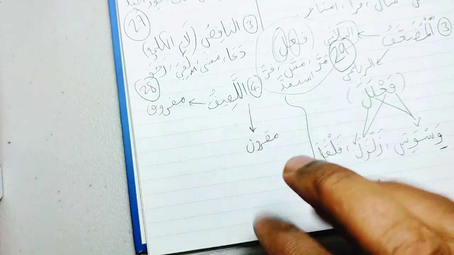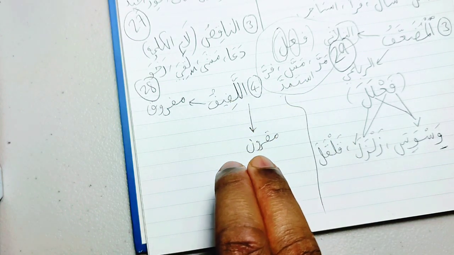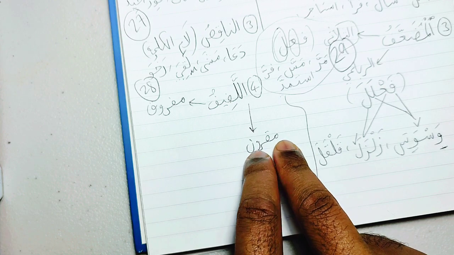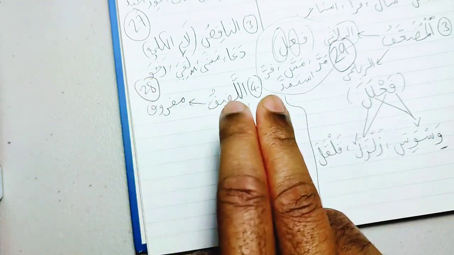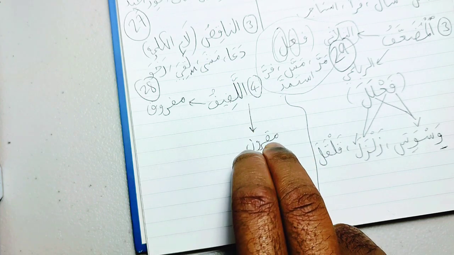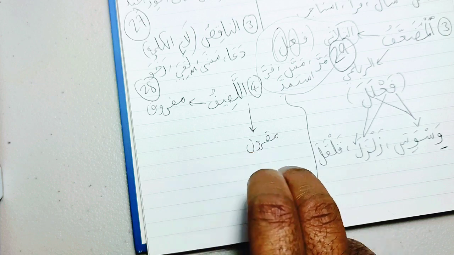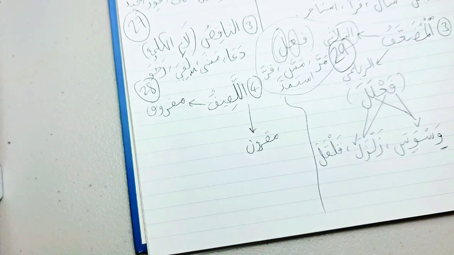If the two huruf al-illa are maqroon, they come one after the other, they follow on from one another. It's called maqroon. Qarana means to link, to connect between something. So that's where the name maqroon comes from. Maqroon means the two huruf illa follow on from one another without any partition between the two.